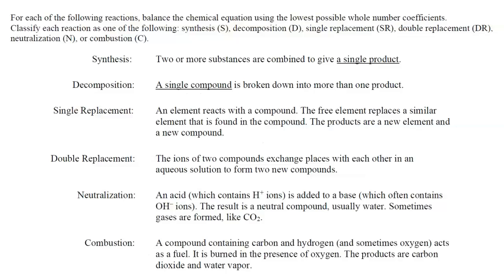The next types of reactions that I will consider are going to be double replacement and neutralization. In a double replacement reaction, the ions of two compounds exchange places with each other, and the result is the formation of two new compounds. So what we're looking for in a double replacement reaction would be two compounds on the left and then two different compounds on the right.